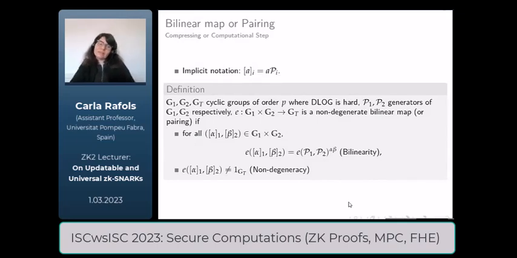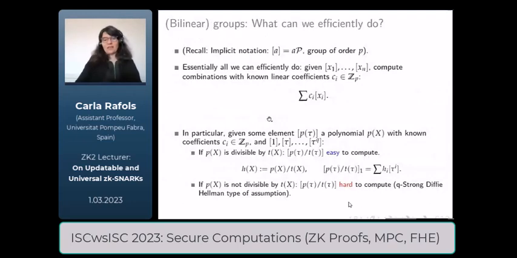Okay, and I insist I will be using this notation, okay? So A_i is A times Pi, okay? So I just write the discrete logarithm in brackets, and this subindex i indicates the group, okay? Indicates if I'm in G1, in G2, or in G3.